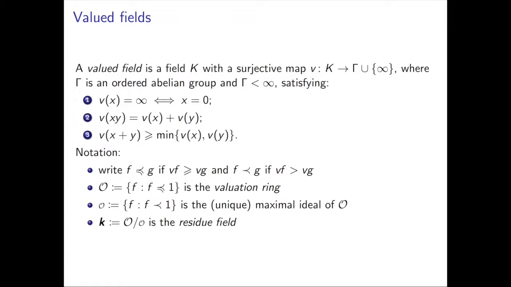And so this O is the set of elements that are bounded by 1. So you should think of them again as big O of 1, hence the notation. They're bounded, and it has a unique maximal ideal little o, which are the elements that are strictly bounded by 1, that are infinitesimal. So this k, as on the previous slide, is the residue field, the quotient field there, and it's like the field of coefficients in some sense.